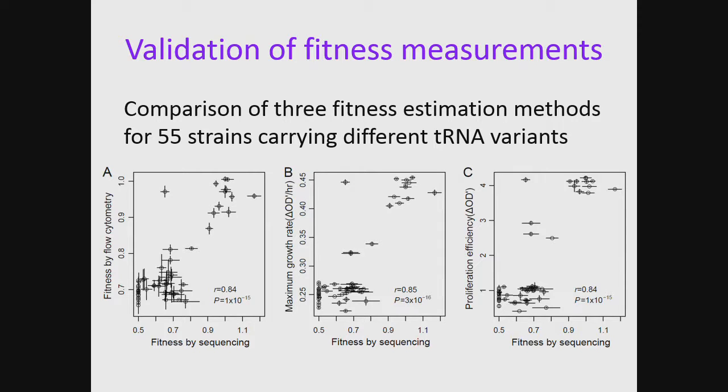Further, I want to do some validation of my fitness measurement. So I use 3 different metrics. The left panel, I did pairwise competition with a reference strain, followed by flow cytometry. And the right 2 panels, I used a single strain growth curve and looked at the maximum growth rate and proliferation efficiency. And we can see that the in-mass competition measurement of fitness agrees pretty well with the other metrics.